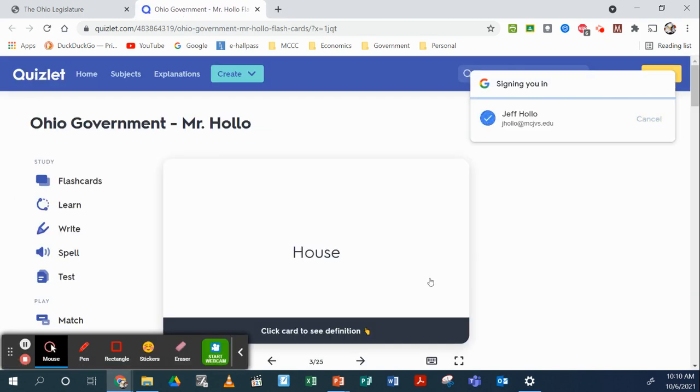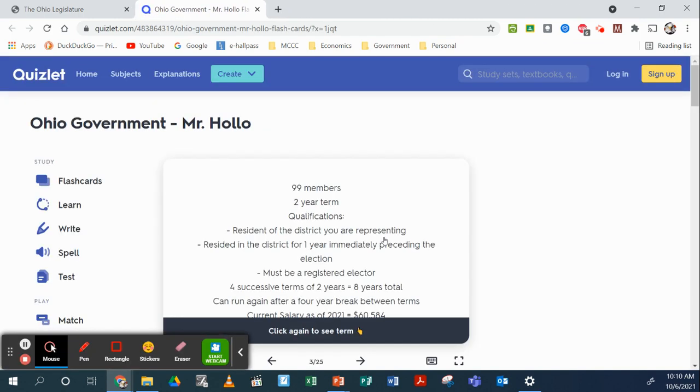Good. Okay. So again, most of these you did fine on. 99 members, 2-year term. They do have term limits, and the salary is a nice little stipend, right? You can serve two terms, 8 years total, and then you have to take a break, and then you can come back again. So that's the one where we do have term limits in Ohio, but you have to take a break, and you can come back later on.